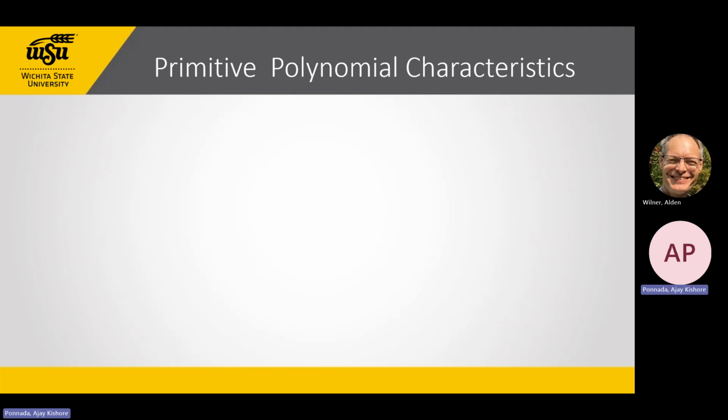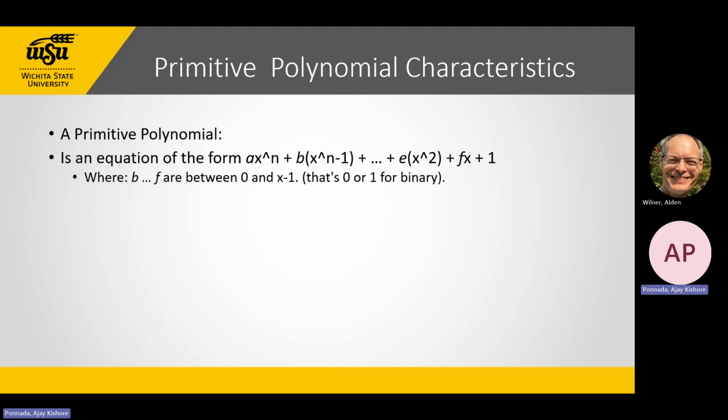Primitive polynomial characteristics. So what is a primitive polynomial? What are the characteristics of a primitive polynomial? We are discussing a lot about primitive polynomials, but what are they? A primitive polynomial is an equation of the form a x power n plus b x power n minus 1, and so on till 1, where the coefficients are between 0 and x minus 1, that's 0 or 1 for binary.